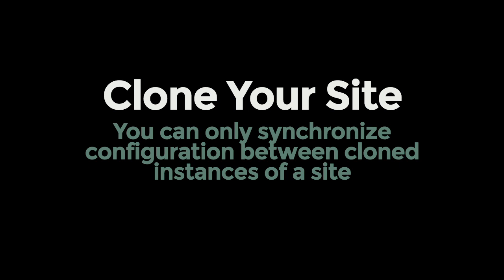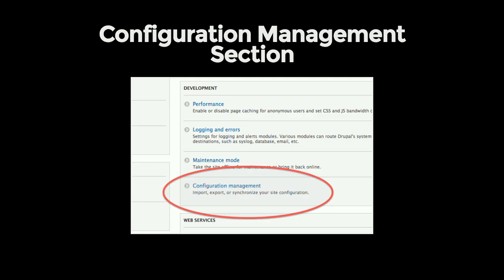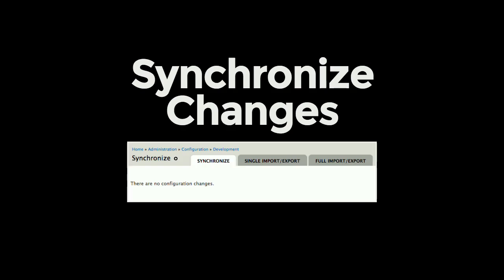So how do you use it? First, you make sure that you have cloned instances of the same site. Then you use this new configuration manager module, which we'll see. It's a new little section on configuration management, and we now have the ability to do full imports and exports. In general, we recommend that you'll be much safer doing full imports and exports, because that is how the configuration system can best check for dependencies when you're moving from one instance of the site to another.